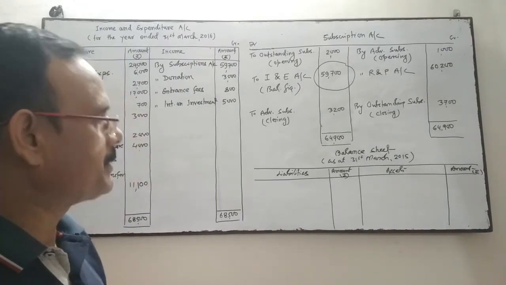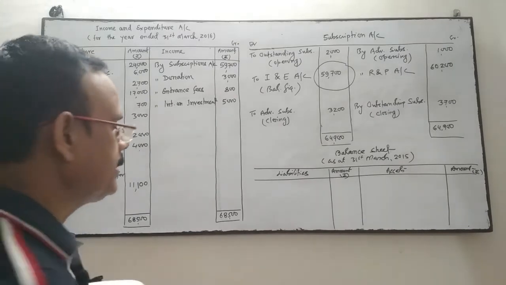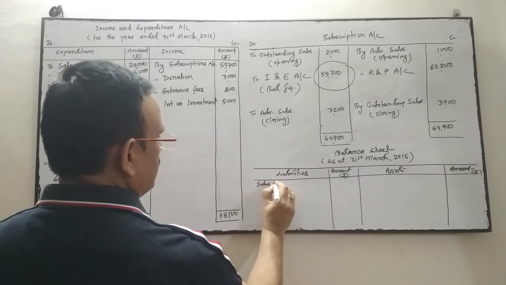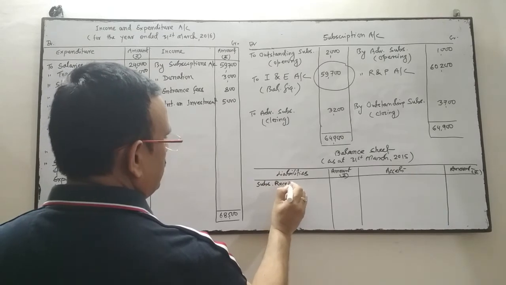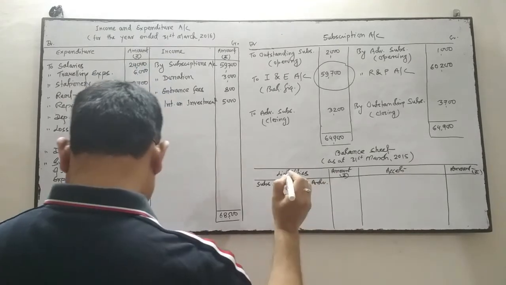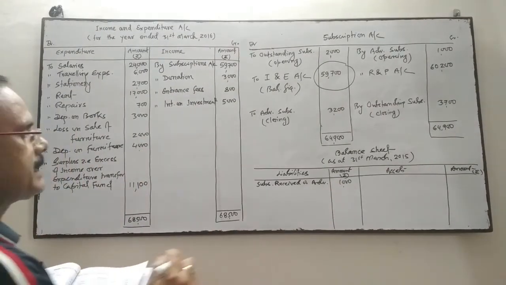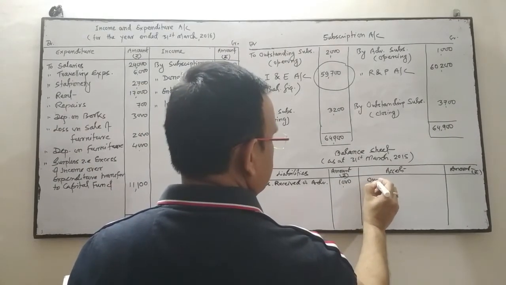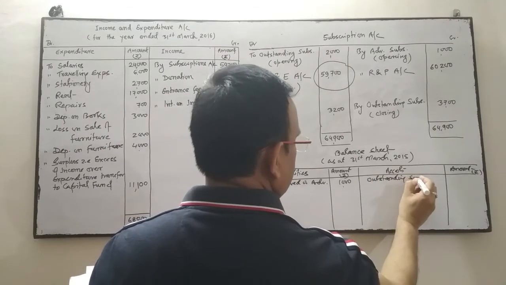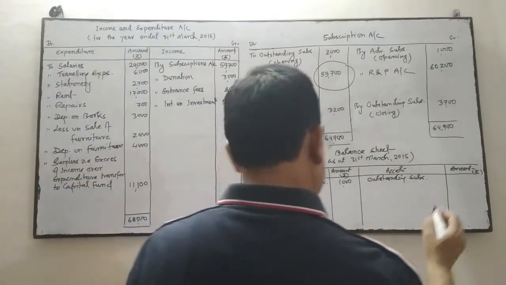First item is subscription received in advance. Subscription received in advance is a liability. So here I am going to write subscription received in advance. This is 1,000. Next item is outstanding subscription. It's an asset. Outstanding subscription means subscription earned but not yet received. This amount is 2,000.